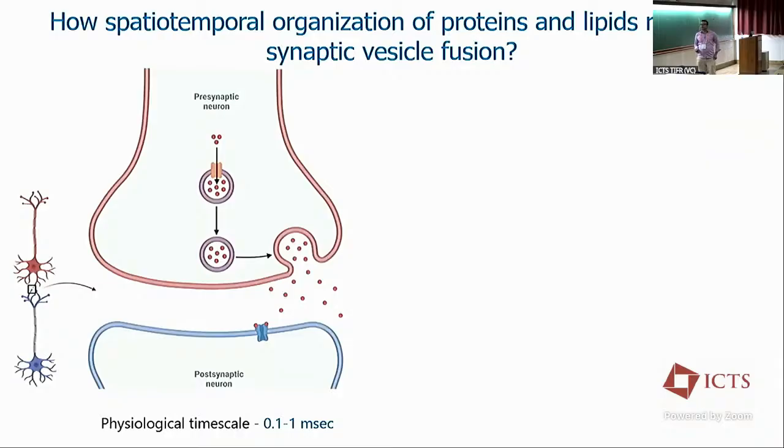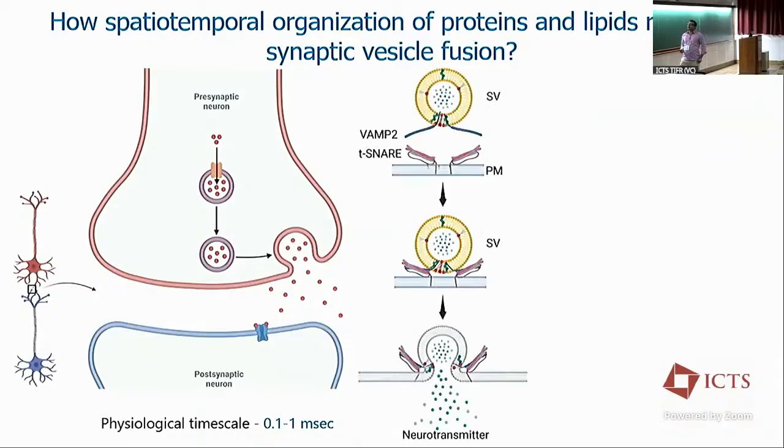Now if you look into the protein machinery which drives this fusion, you will realize that there is a set of SNARE proteins. For example, on the vesicle side, you have vesicle-associated membrane protein. And on the plasma membrane side, you have a heterodimer of SNAP25 and syntaxin. The VAMP2 and t-SNARE then fuse together to form a 4-helix bundle. When it zippers from one end to the other, it brings the vesicle close to the plasma membrane, and ultimately that zippering force overcomes the fusion barrier.